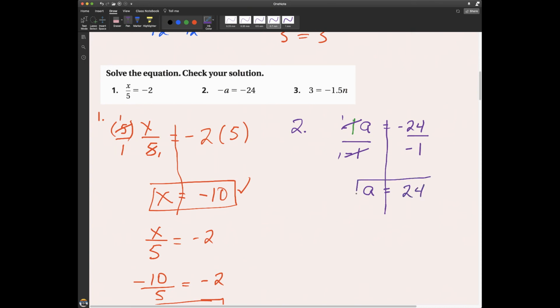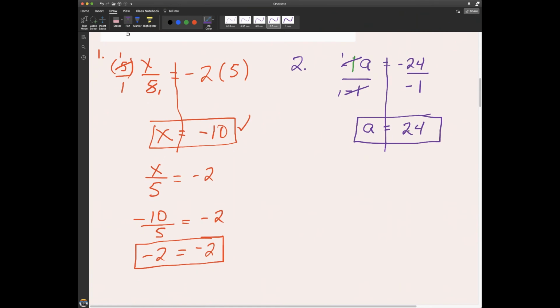Now, some of you might have seen in this problem that, you know what, Mr. Odom, when I have -1a equals -24, I could multiply both sides by -1. And you could do that, right? -1 times -1 is just 1. And I end up with a equals 24. So you could use the multiplication or division properties of equality for this type of problem.